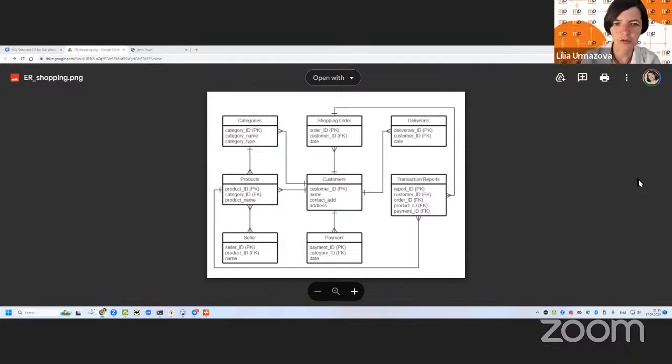So what relationship is the most appropriate here? One to many. One order could have several deliveries, but one delivery cannot be related to different orders. That's why we will have one-to-many. Yeah, exactly. Okay. So we should have the relationship between shopping order and deliveries. What else? Who wants to proceed?